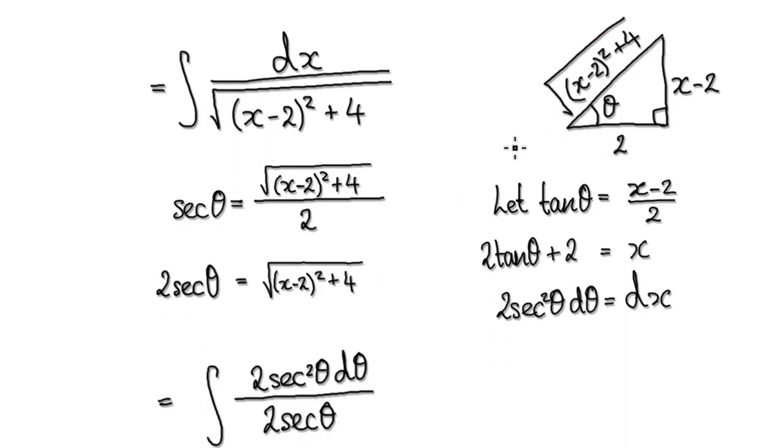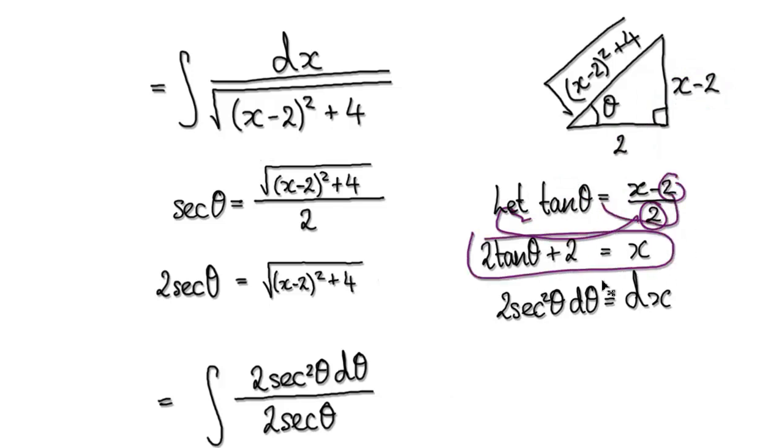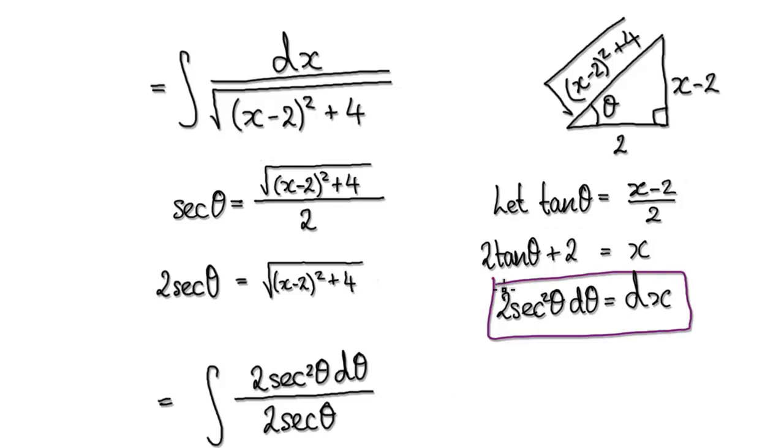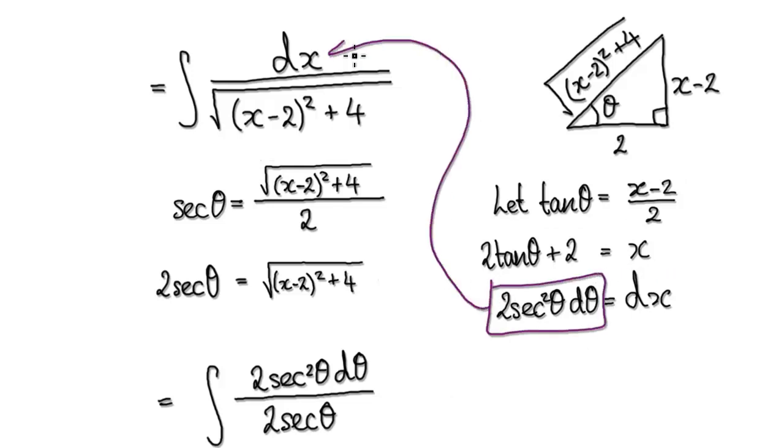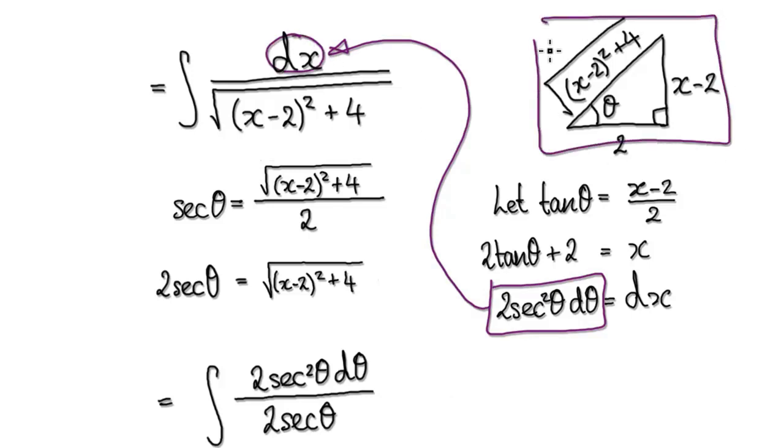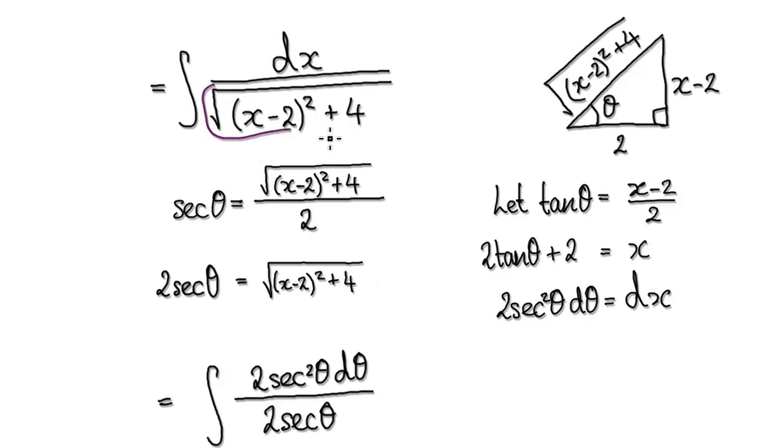Once you've got your triangle, you can see that tan theta would be opposite over adjacent. So times both sides by 2, and then add 2. That will then take you to here. So dx equals this thing here. So later on we can put this into the dx. And then if you look at the diagram here, we need to be able to extract this from the diagram. Well, that's this bit here.